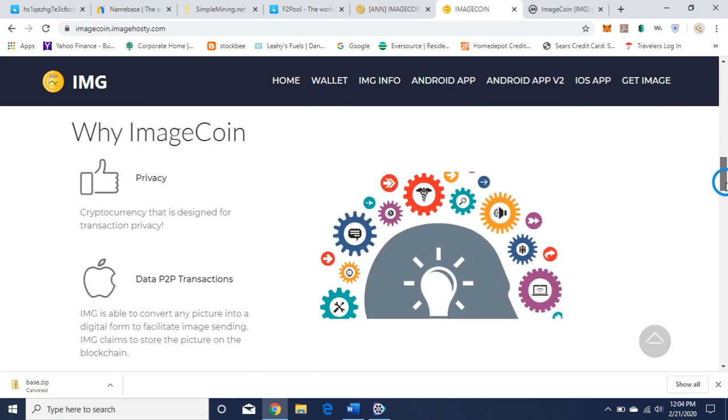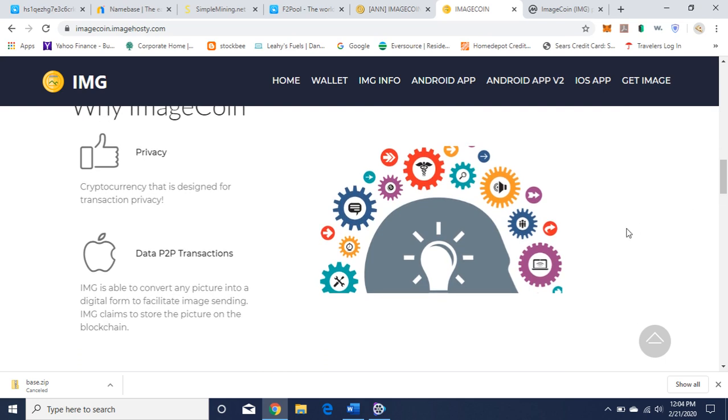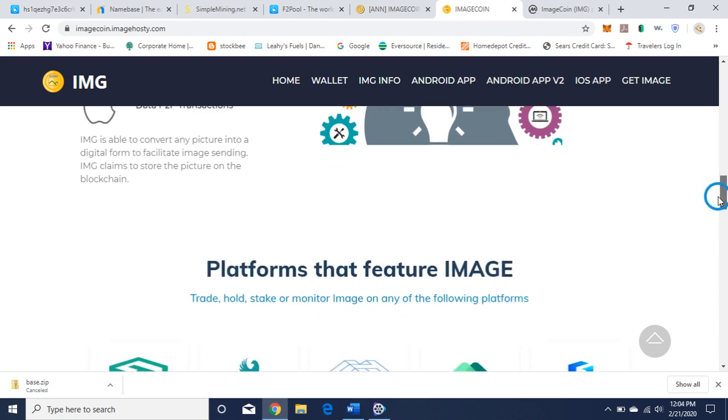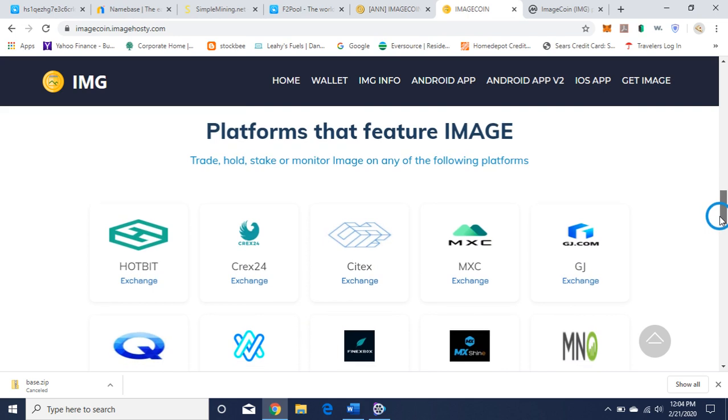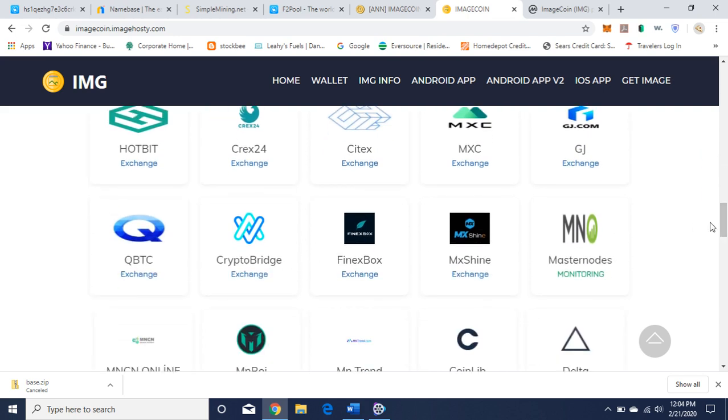So why ImageCoin? Privacy. Cryptocurrency that is designed for transaction privacy. Data, person-to-person or P2P transactions. IMG is able to convert any picture into a digital form to facilitate image sending. IMG claims to store the picture on the blockchain. Platforms that feature Image. Trade, hold, stake, or monitor Image on any of the following platforms, and here are the links to those platforms here.